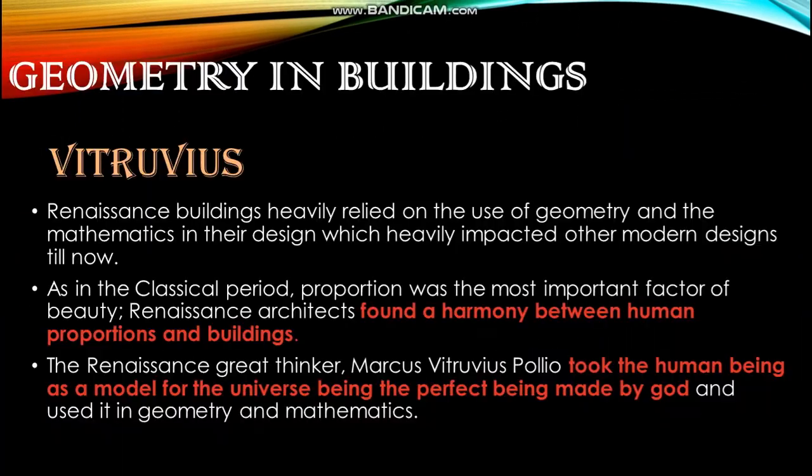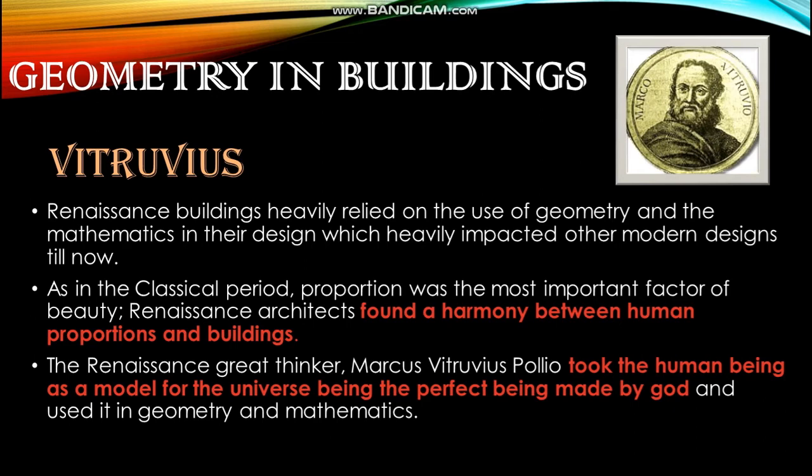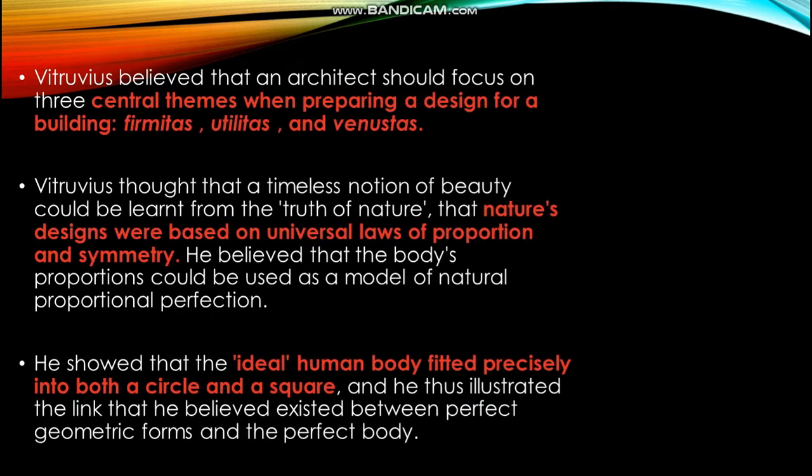Geometry in Renaissance. Renaissance buildings heavily relied on the use of geometry and mathematics in their design, which heavily impacted other modern designs till now. Renaissance buildings relied on curves, arcs, triangles, circles, and squares, which are the main elements of geometry. As in the classical period, proportion was the most important factor of building, and Renaissance architects found a harmony between human proportions and buildings. This made Marcus Vitruvius view the human being as a model for the universe and use it in geometry and mathematics.